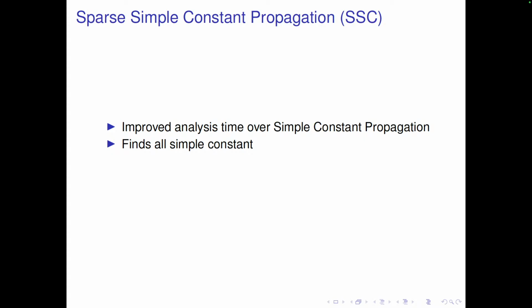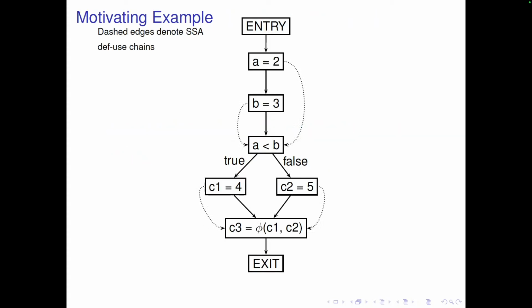The one which we will talk about is called sparse simple constant propagation. And why simple? Because it finds all simple constants, which are the same as our earlier algorithm. If our earlier algorithm said a variable has a constant value, the current algorithm will say exactly the same variable has the same constant value. So it is the same as the previous algorithm as far as power is concerned. As far as efficiency is concerned, it is much more efficient. So here is a motivating example.